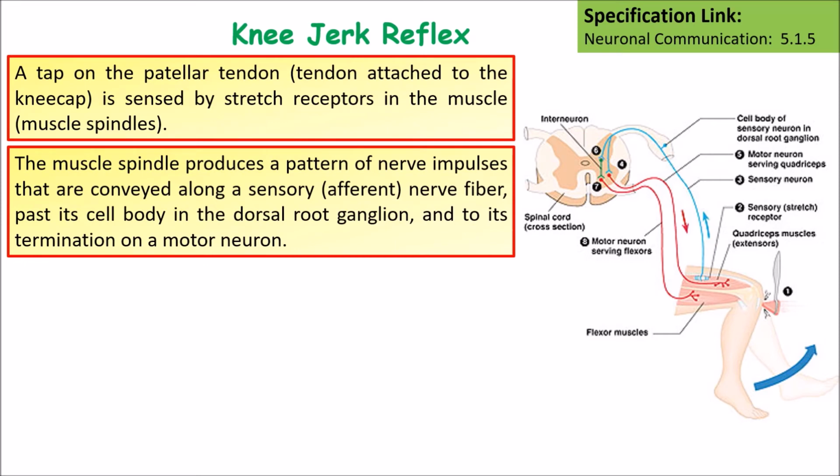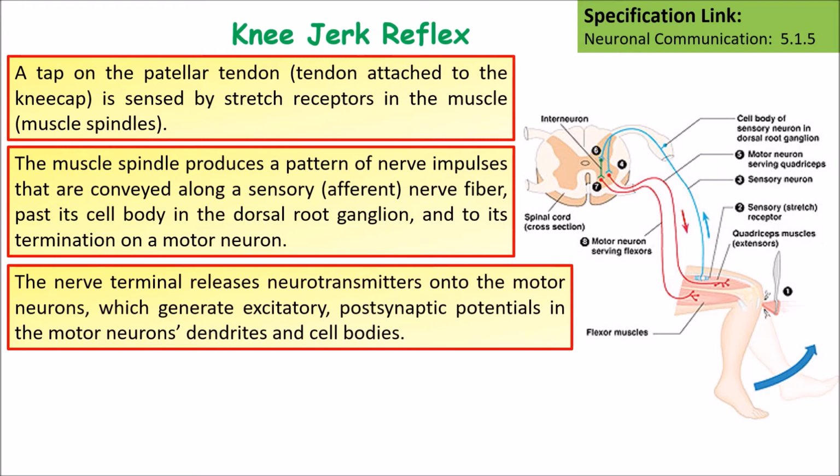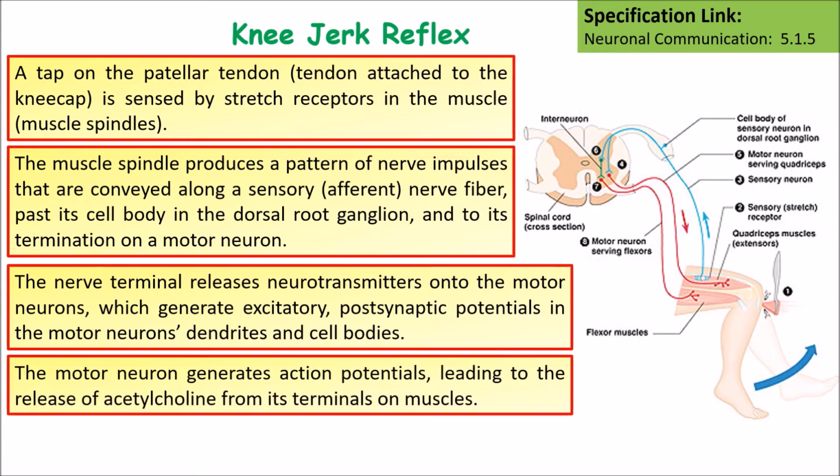The muscle spindle produces a pattern of nerve impulses that are conveyed along a sensory nerve fibre past its cell body in the dorsal root ganglion and to its terminal on a motor neuron. So the nerve terminal releases neurotransmitters onto the motor neurons, which generate excitatory postsynaptic potentials in the dendrites and cell bodies of the motor neurons.